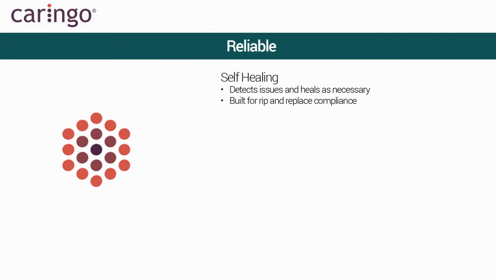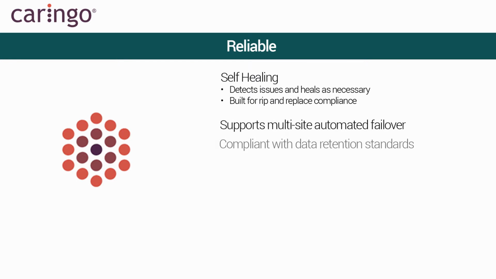Swarm is self-healing. As it detects issues with your storage infrastructure, it will proactively move content elsewhere to ensure integrity. You can simply rip out a drive or node, and Swarm will replace your data as needed. Additionally, it supports multi-site automated failover for larger deployments, and it's compliant with all data retention standards.